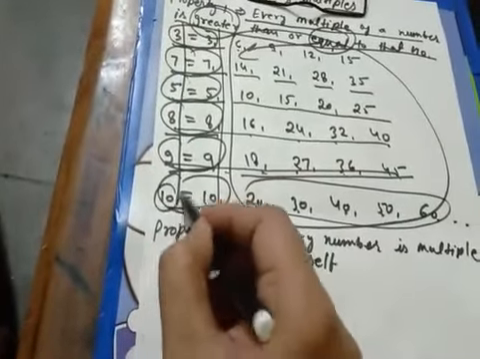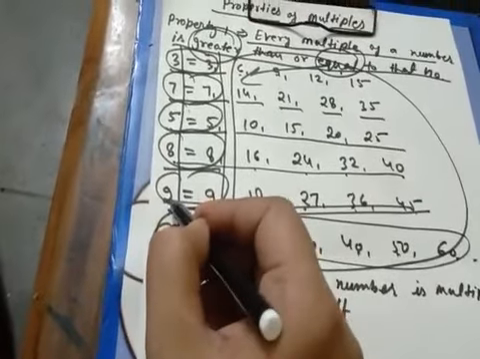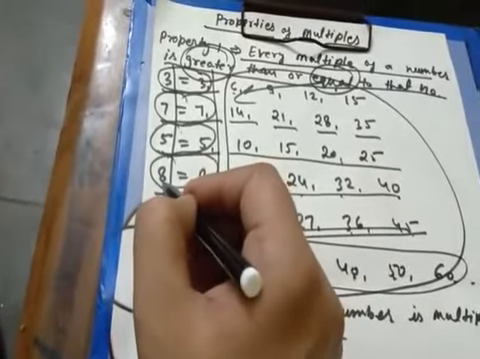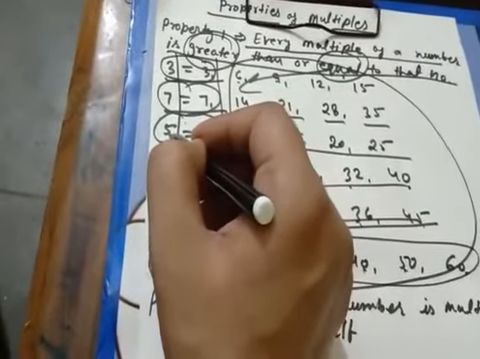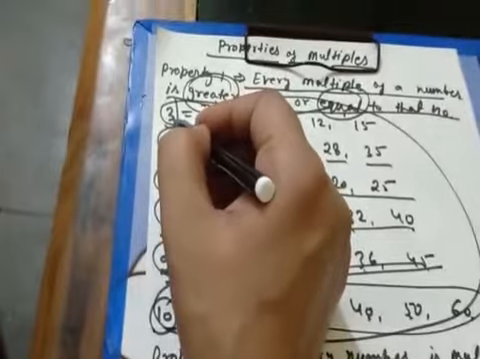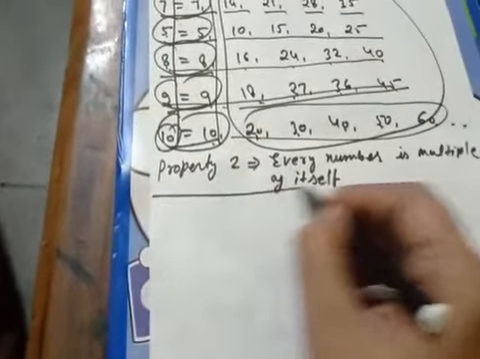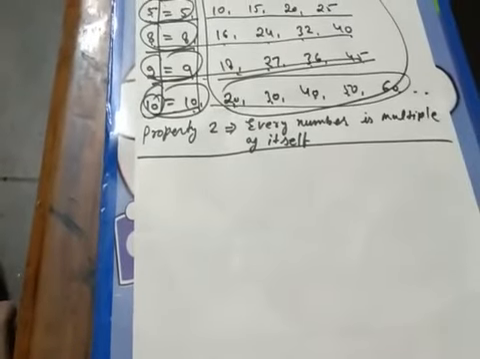Suppose we have taken 10, so a multiple cannot be less than 10; a multiple cannot be less than 9, multiples cannot be less than 8, multiples cannot be less than 5, multiples cannot be less than 7, multiples cannot be less than 3. Now after this property, we come to another property.